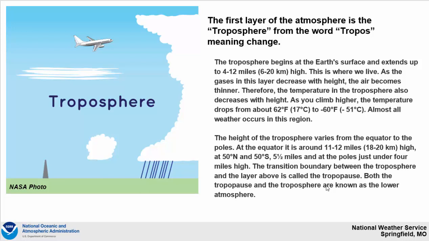The height of the troposphere varies from the equator to the poles. At the equator, it is around 11 to 12 miles high, and at 50 degrees north and 50 degrees south, it's about 5.5 miles, and at the poles, just under 4 miles high. The transition boundary between the troposphere and the layers above it is called the tropopause. Both the tropopause and the troposphere are known as the lower atmosphere.